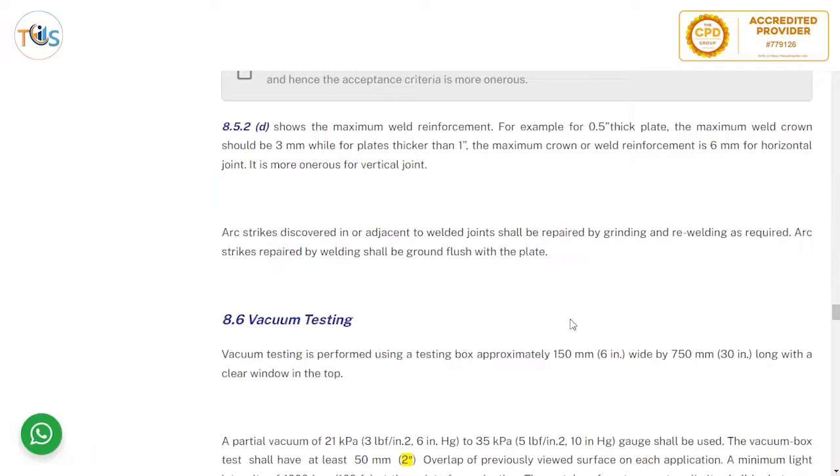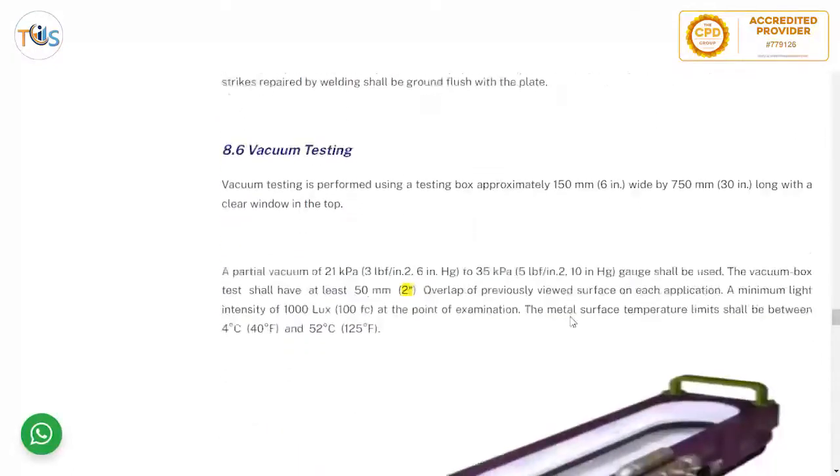Arc strike discovered in or adjacent to the welded joints shall be repaired by grinding and rewelding as required. Arc strikes repaired by welding shall be ground flush with the plate.